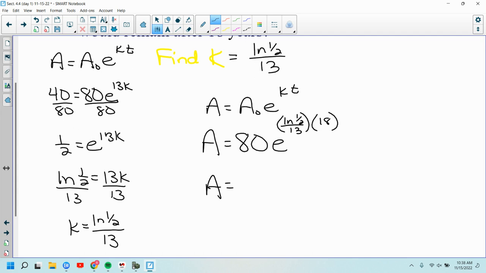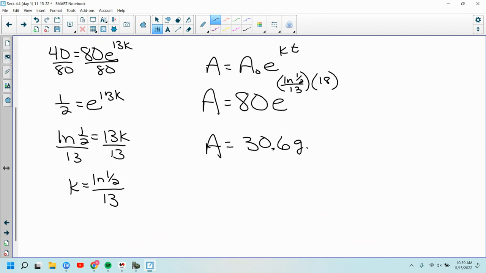Where's your calculator? All right, what'd you get? 30.64. I said tenth, but either way, it's fine. Grams. 30.6, 30.64. All right, so that's what you'd have after 18 years.